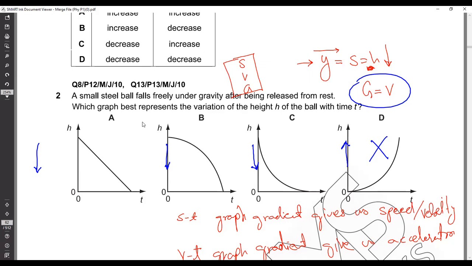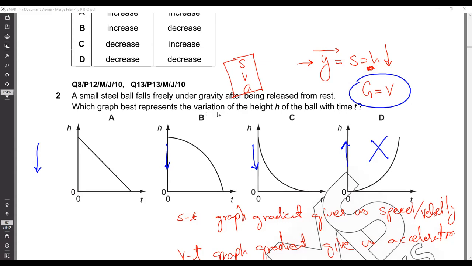If they speed up, which part of the graph is giving you the speed? The gradient. So in which graph is the gradient increasing? We have discussed it in detail last time. Gradient is actually the steepness, not the y-axis. So in which part is it becoming steeper and steeper? B. That's the right answer. Got it? So B is the one which satisfies both answers.